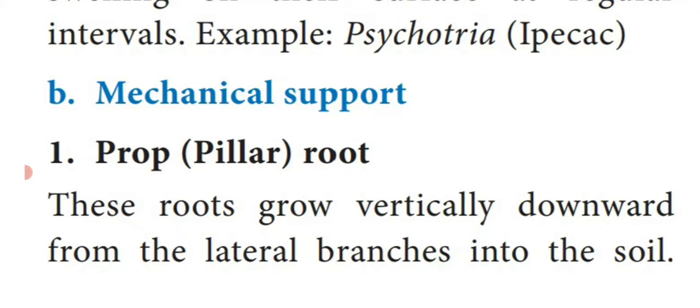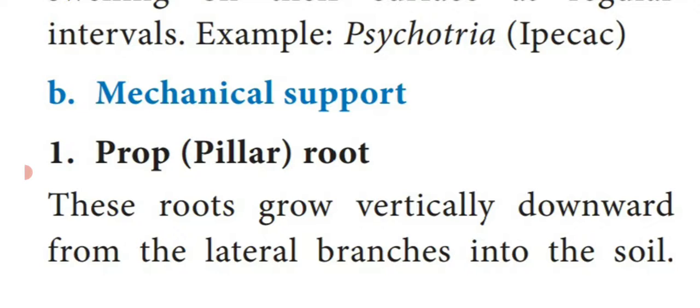First one, prop root. So prop root means it acts as a pillar. In which plant? We all know that one, banyan tree. That means some adventitious roots which are arising from the branch of a tree and grow towards the soil, and when it touches the soil, it gives the mechanical support like a pillar to the entire banyan tree. Those roots are known as prop root, which are giving mechanical support to the banyan tree. So that's why they are known as prop root or pillar root.